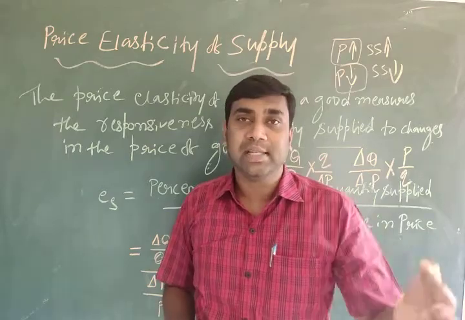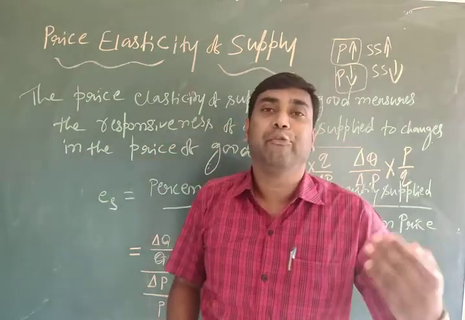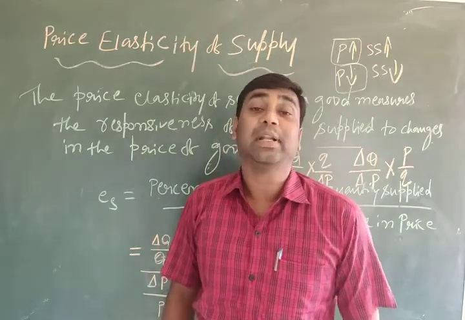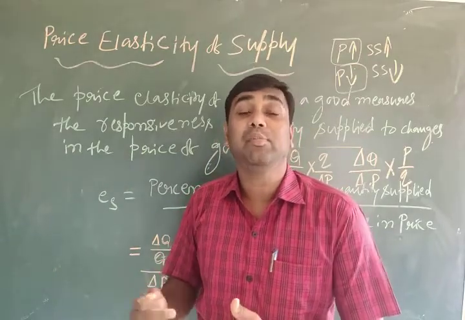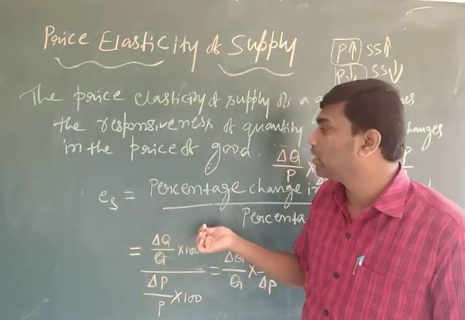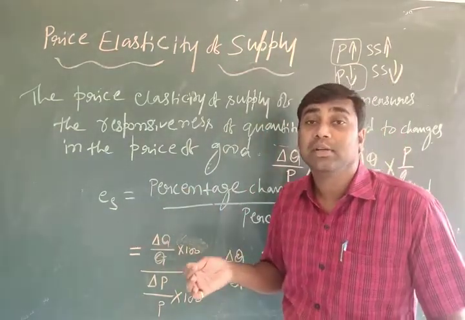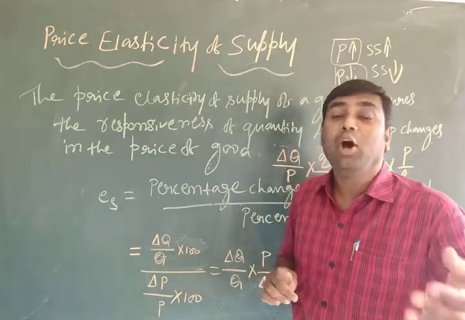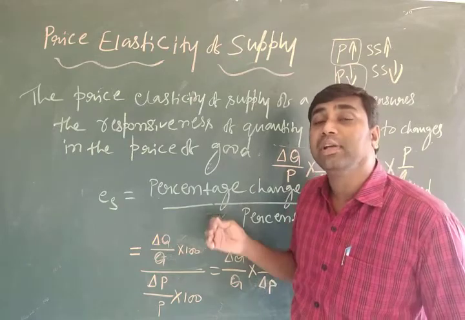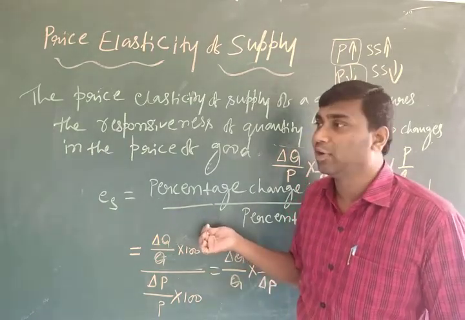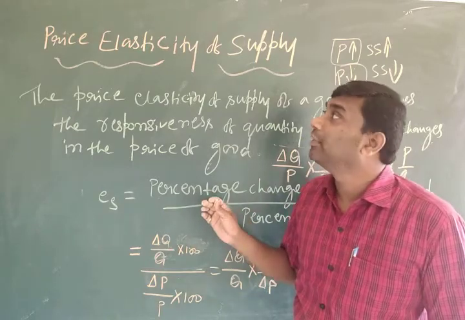Definitely when the price increases, supply also increases. When the price decreases, the quantity of supply also decreases. But how much it will decrease or increase, we can understand only with the help of this formula. Through this formula we can identify how much the quantity supplied responds when the price increases or decreases. That is elasticity of supply.